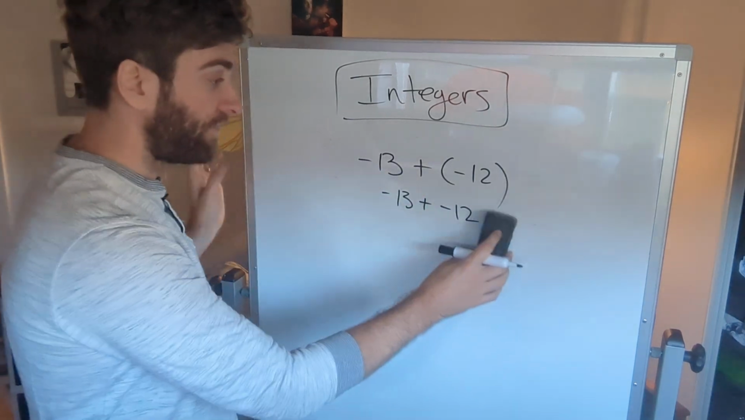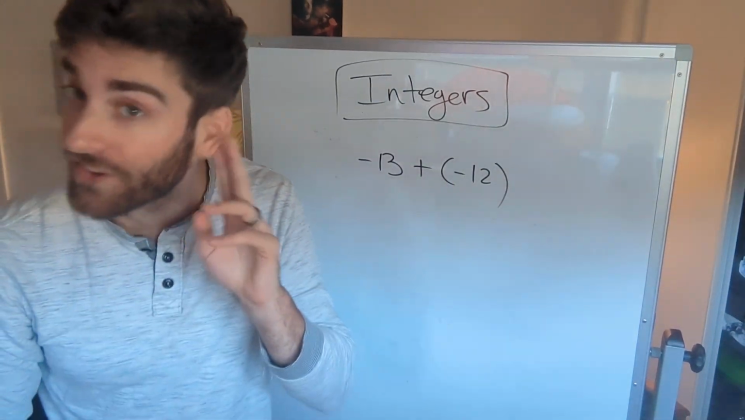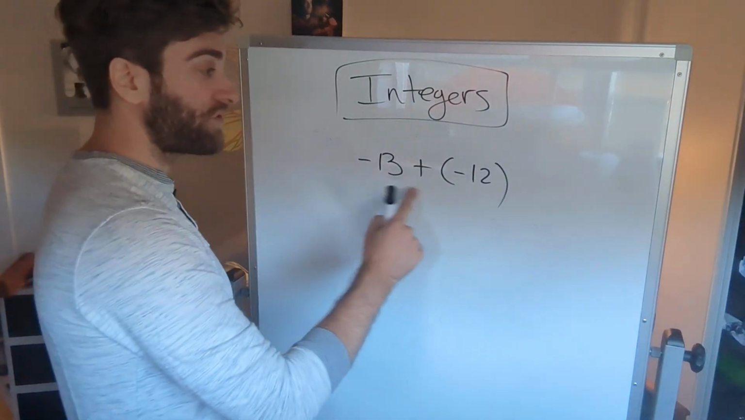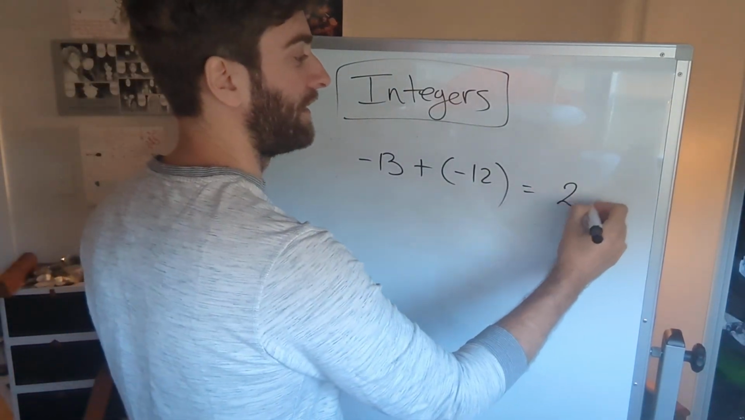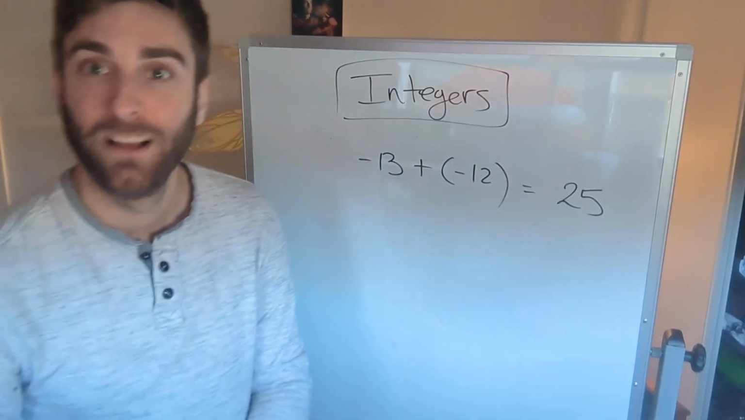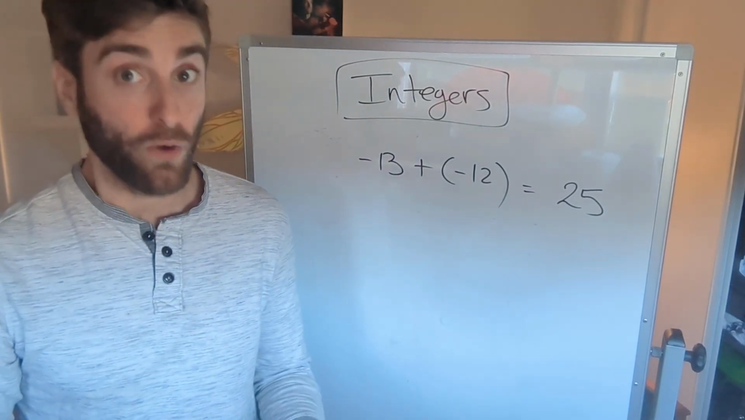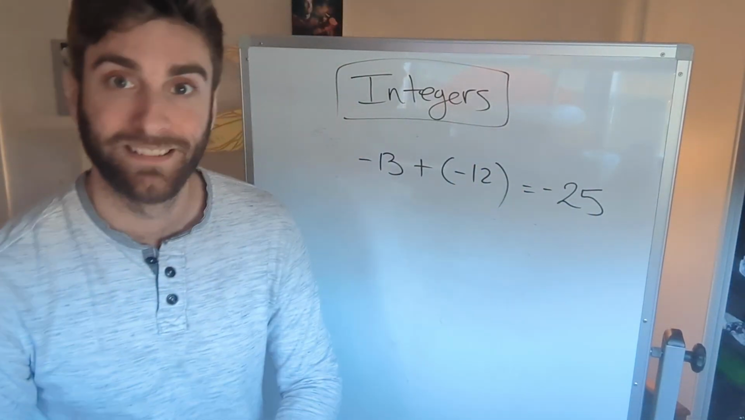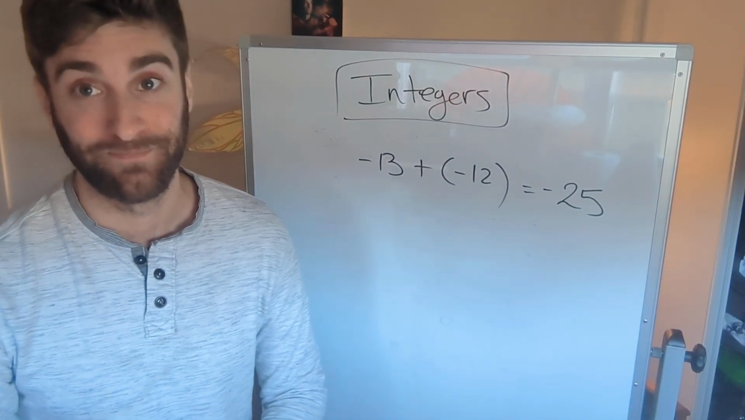What do we notice? They have the same sign. They have the same sign. We just add the numbers up. 13 and 12 makes 25. But their sign, though the same, is negative, so our answer has to be negative as well.